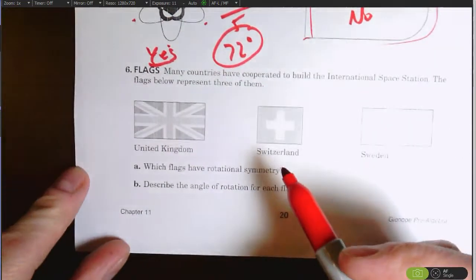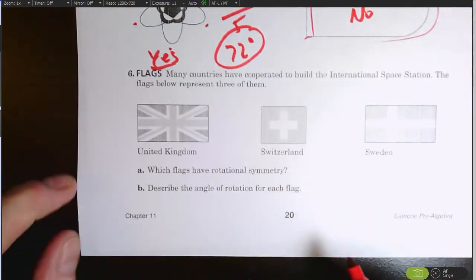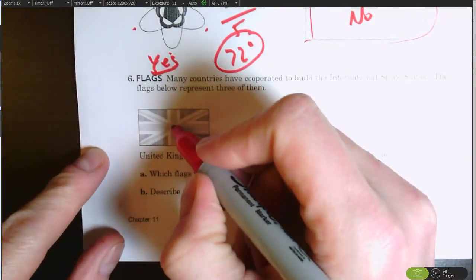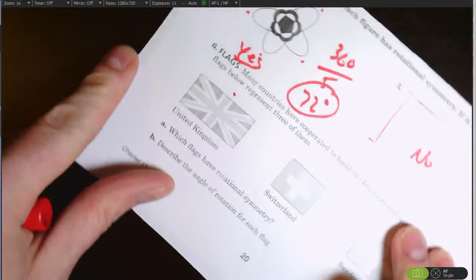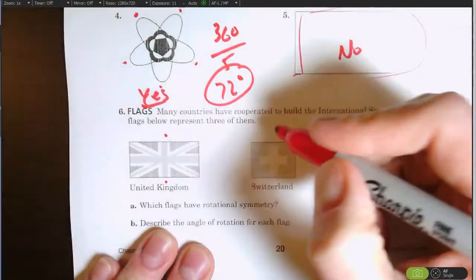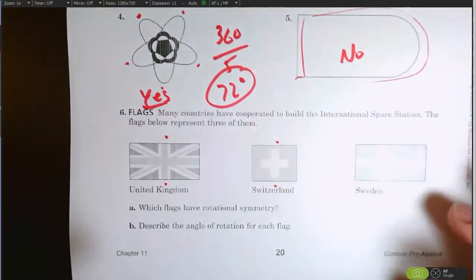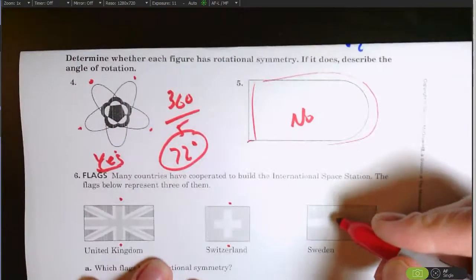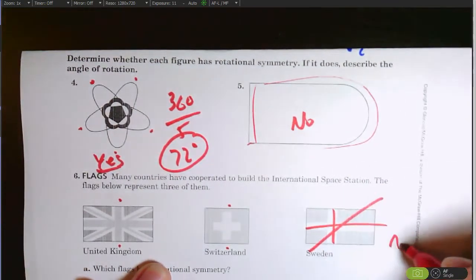Number 6, flags. Do they have rotational symmetry? And they do for 1 and 2, because if I look here and flip it, it looks the exact same here, and then back to here. Switzerland is the same thing, because it's a rectangle, so it's not going to match until it goes back here. But Sweden, because this cross is slightly off to the left, no.